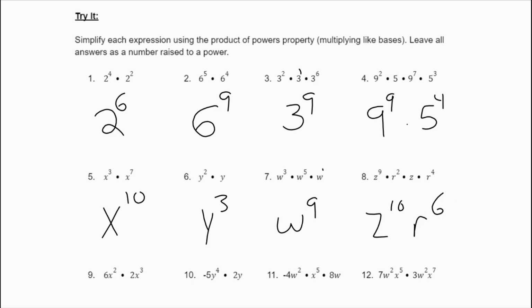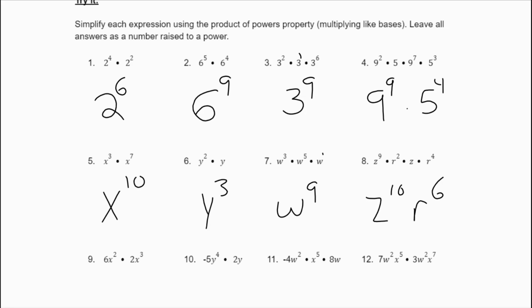Now, number 9, I have a coefficient out in front of my bases. This is a multiplication problem, so with the coefficients, I'm just going to multiply them. So 6 times 2 would give me 12. And then with the bases, I'm going to add their exponents. So 6x squared times 2x cubed is 12x to the fifth.